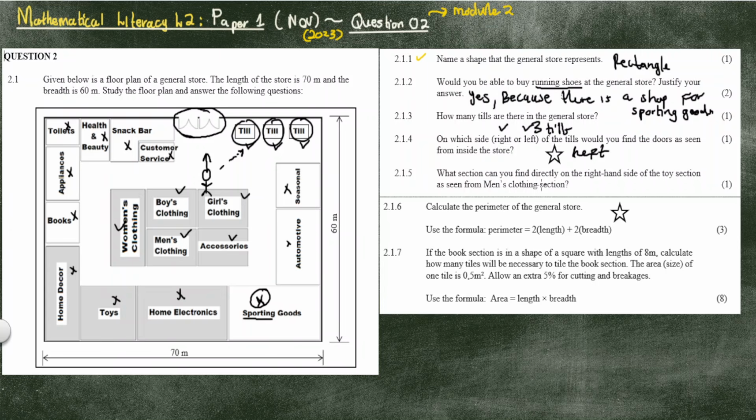What section can you find directly on the right hand side of the toy section as seen from the men's clothing section? Again, this is the men's clothing.